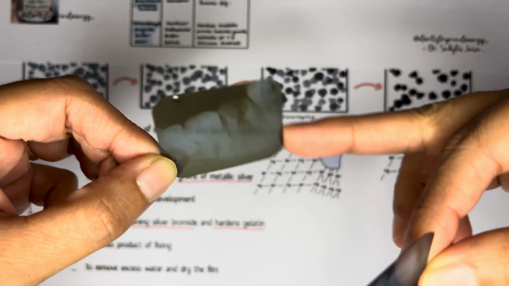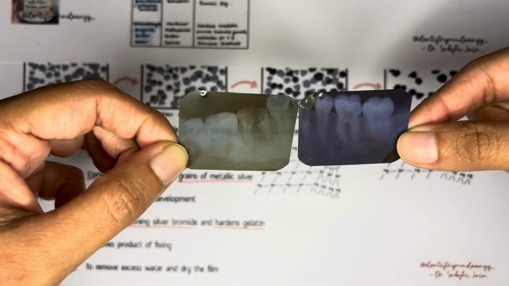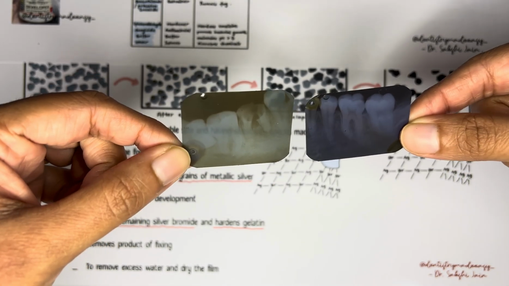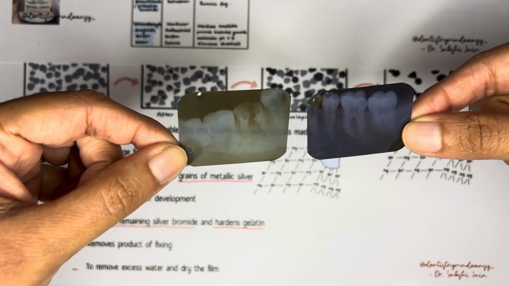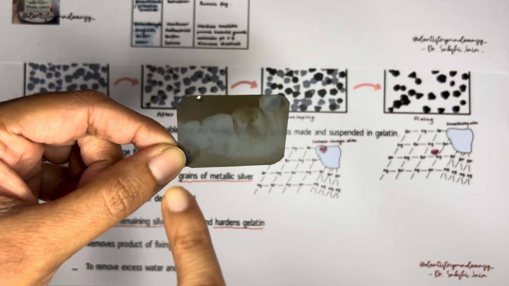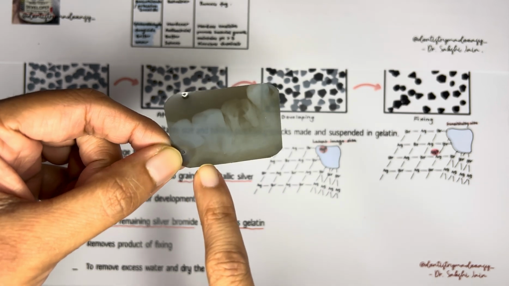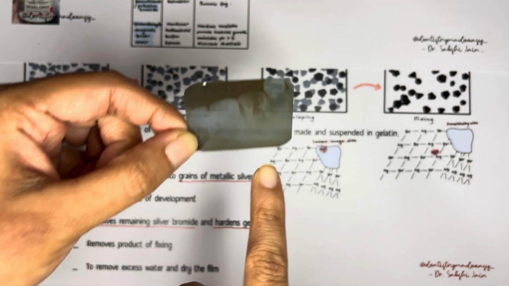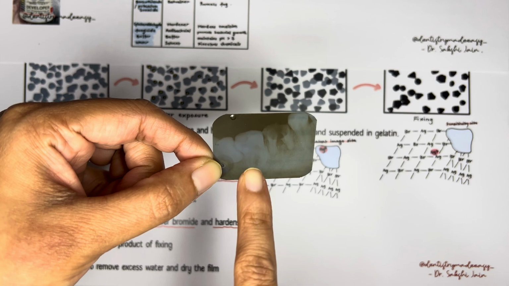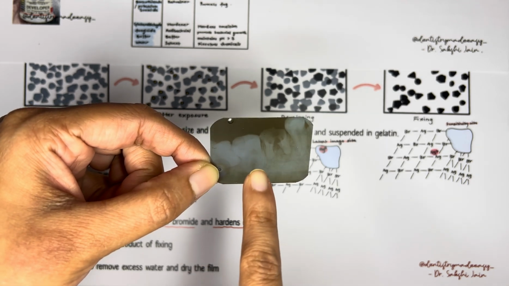So this is somewhat brownish, the quality is not so good. If you are not removing extra developer, or for example if you are not removing extra fixer after fixing, that will lead to brownish discoloration or brownish stains on the X-ray film.